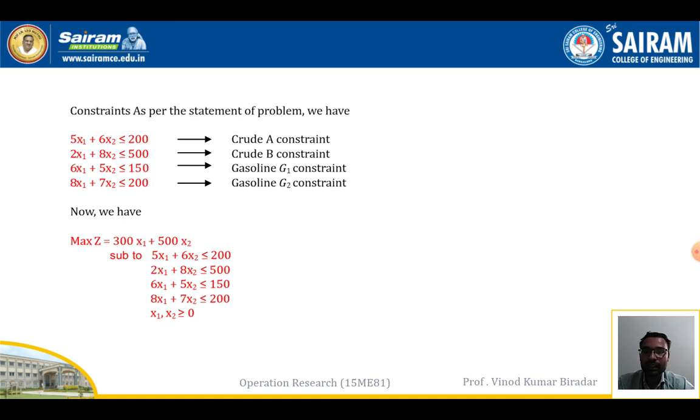Now your condition in this problem is to calculate the maximization. So the answer for this problem is: maximize Z = 300x1 + 500x2, subject to the constraints 5x1 + 6x2 ≤ 200, 2x1 + 8x2 ≤ 500, 6x1 + 5x2 ≤ 150, 8x1 + 7x2 ≤ 200, and the non-negativity restriction x1, x2 ≥ 0.